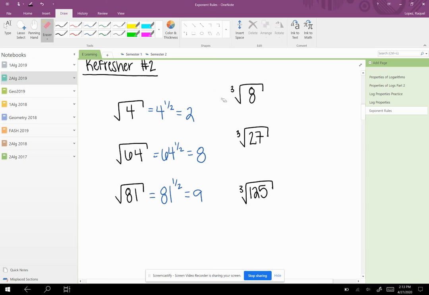Now for something like cube root of 8, we can rewrite that as 8 to the power of 1/3. And remember, if we're taking a cube root, then we're asking ourselves what number times itself 3 times will get you 8. And the answer to that is 2. And then cube root of 27 can be rewritten as 27 to the power of 1/3, and that's going to give us 3. Cube root of 125 can be rewritten as 125 to the power of 1/3, and we know that that answer is going to be 5.